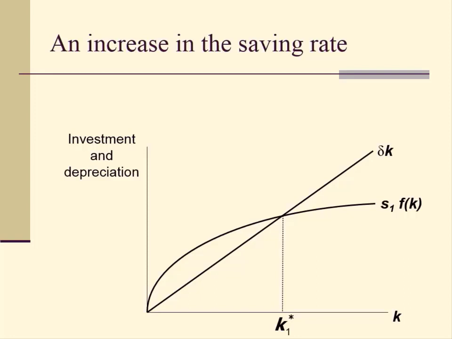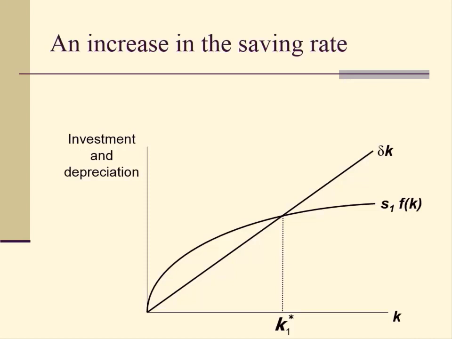Now we have solved for the steady state. We want to see what this model says about the relationship between a country's saving rate and its standard of living, that is, lowercase y, income per capita, in the long run at steady state.